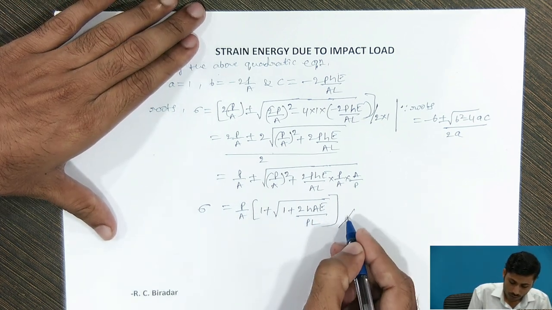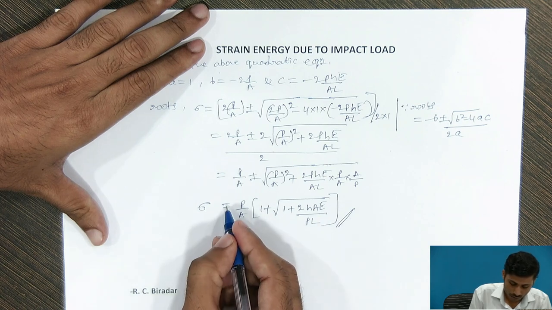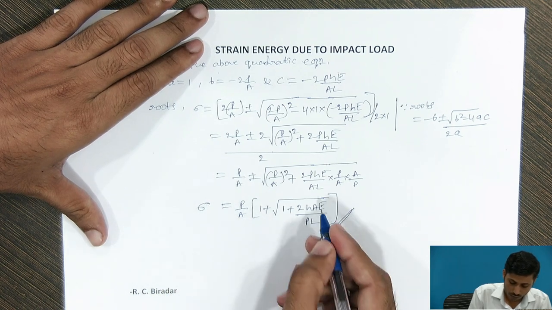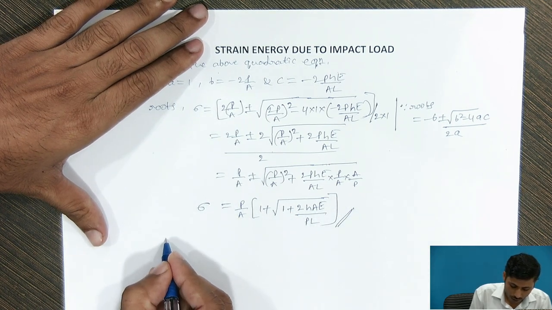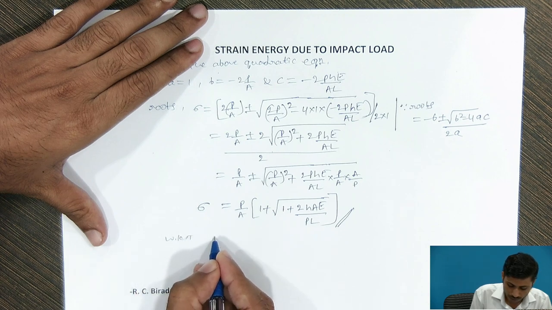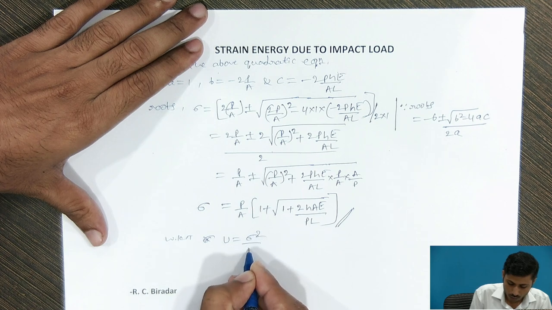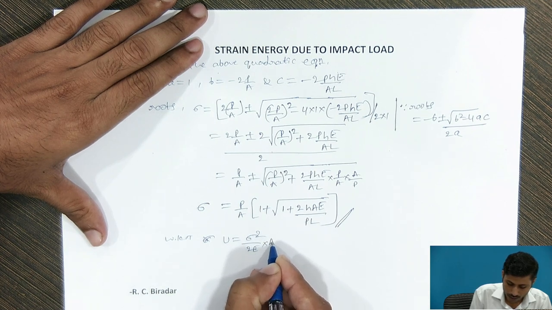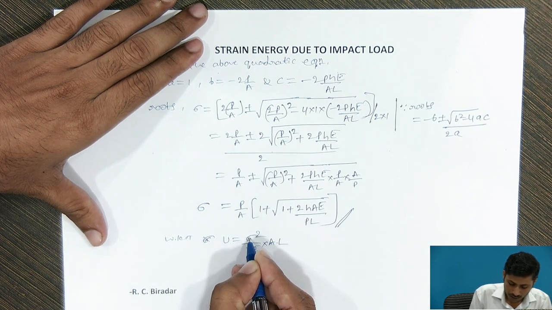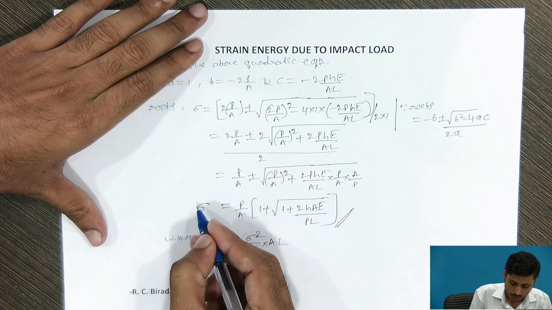So now this is the value we should use to find the value of sigma in order to find the strain energy, and already we know that strain energy is sigma square by 2E into area into length. So this term sigma, we should use from this formula.